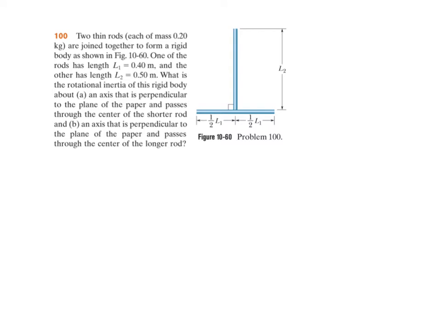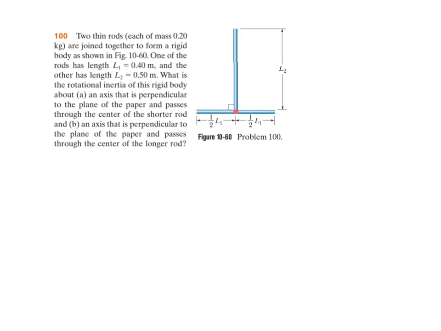So we've got two thin rods, each with a given mass, and they're joined together to form a rigid body as shown. One of the rods has a given length L1 and the other has a given length L2. The questions become the following. What is the rotational inertia of this rigid body about an axis that's perpendicular to the plane and passes through the center of the shorter rod? So the first axis of rotation we're going to put right here. Let's put that red dot right there.